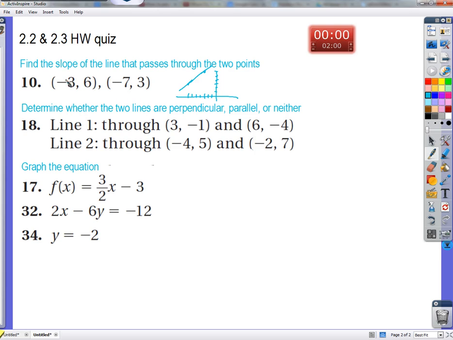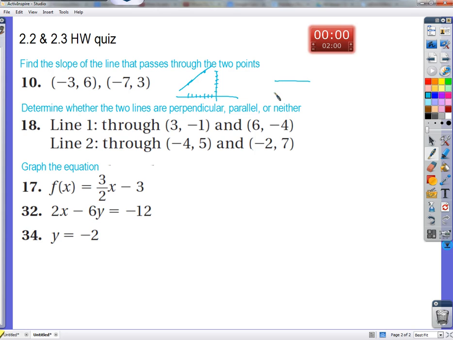What are these two numbers? This number, why is it first? It's x. It's the input, right? Now which one is x? It's horizontal, right? So that would give us the run, the horizontal change between one point and another point. So we can start there.